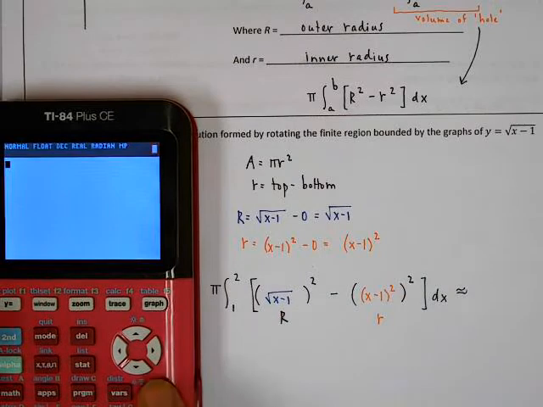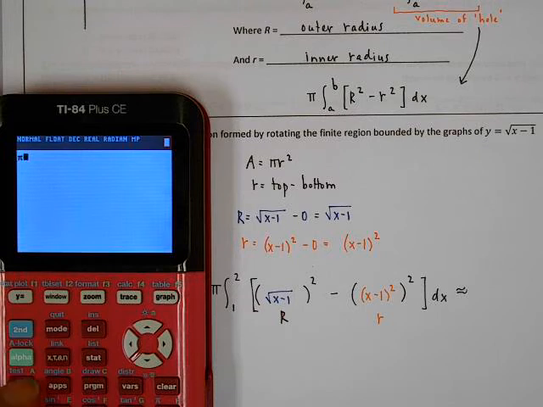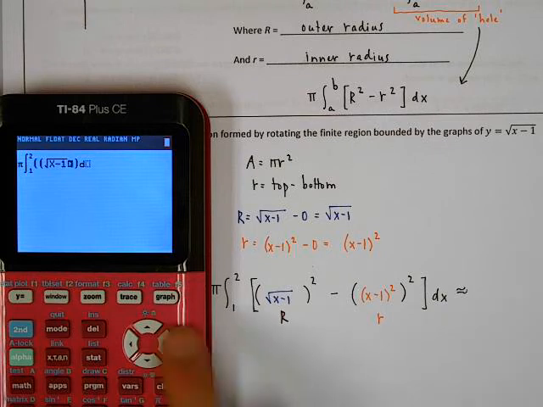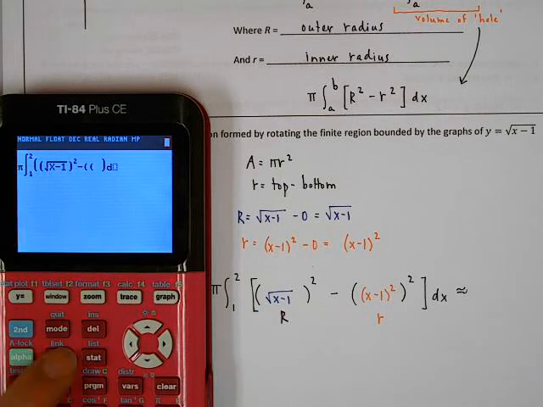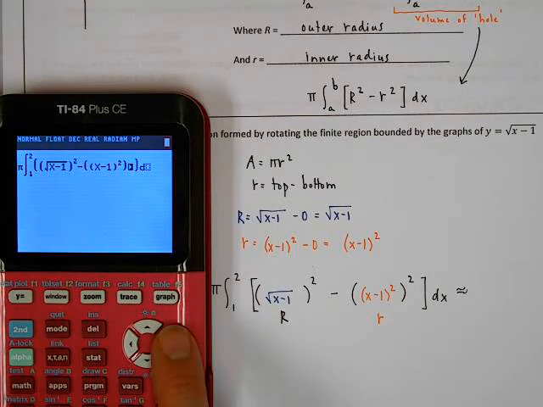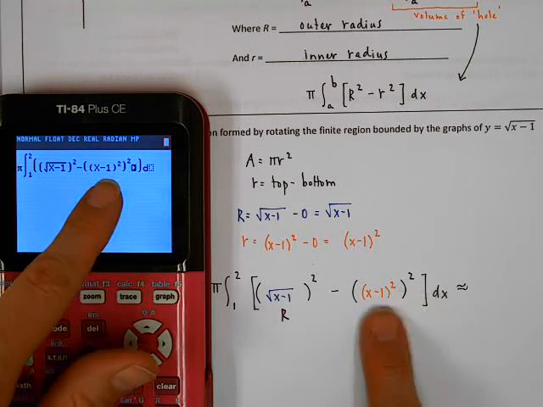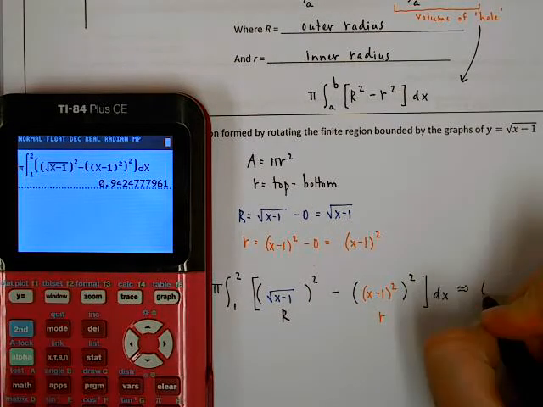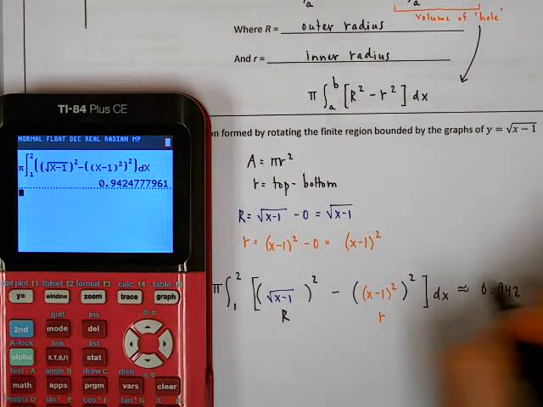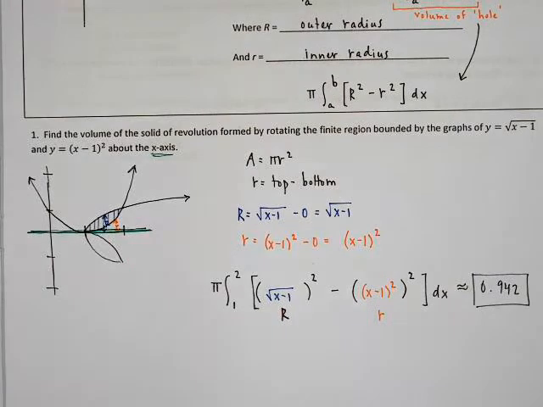So let's see, hopefully this doesn't die on me. I've got pi, math 9, integral from 1 to 2. I'm going to have square root of x minus 1. I'm going to square that, my big R squared. I'm going to subtract out my little r squared, and I've still got to square that. So x minus 1 squared was my little r. I still need to square it. And then if I hit dx, my answer is about 0.942. So that would be the volume of that solid with the hole in the middle.